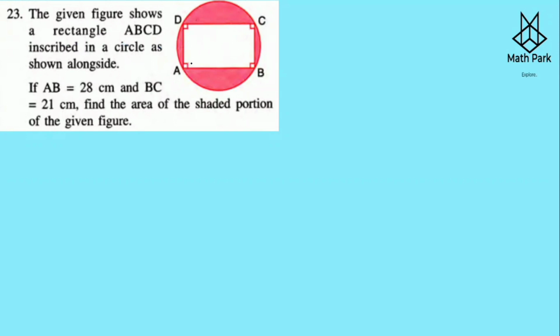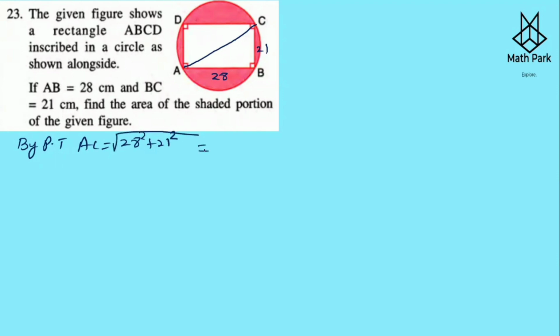Question number 23, the given figure shows a rectangle inscribed. So if I draw this diagonal AC, and we know that angle in a semicircle is a right angle, so this becomes a diameter. So AC becomes a diameter. Now you are given AB is 28 centimeter and BC is 21. So let us find the AC by Pythagoras theorem. So you get AC is equal to square root of 28 square plus 21 square.